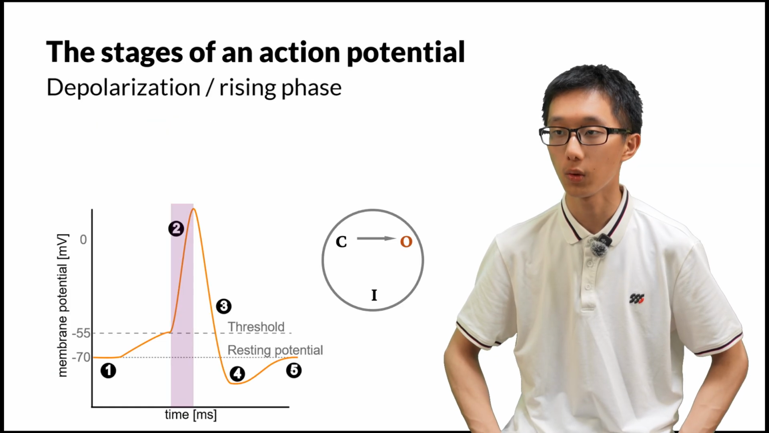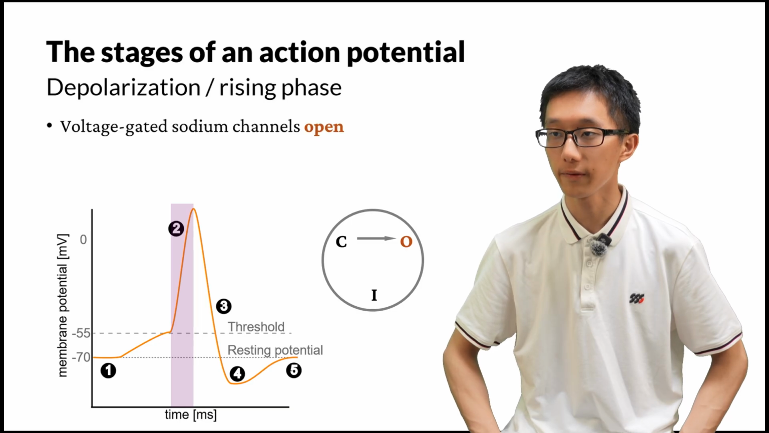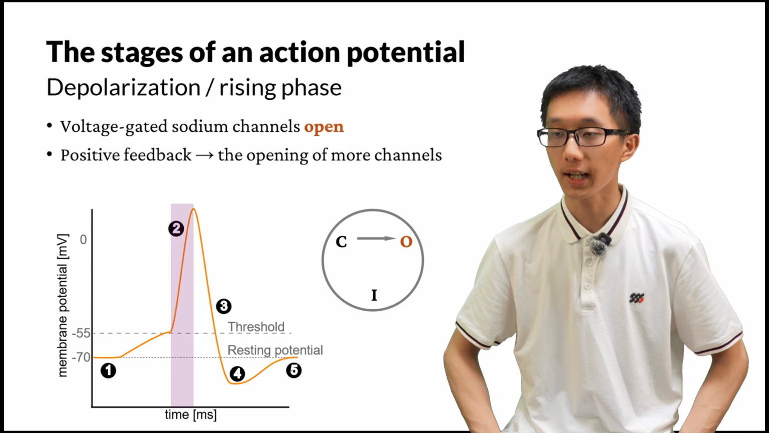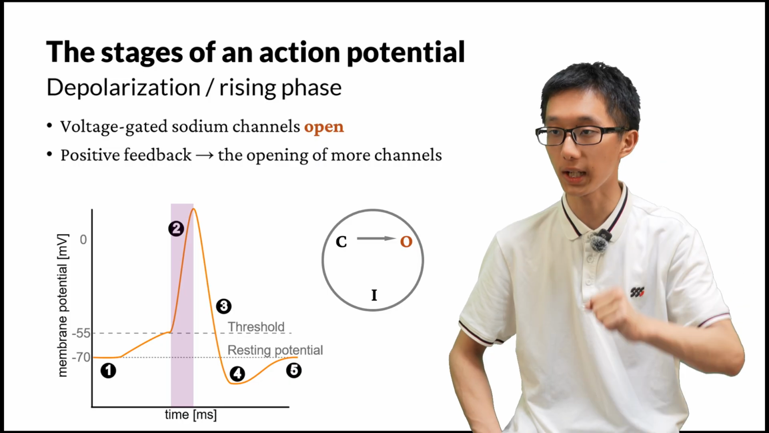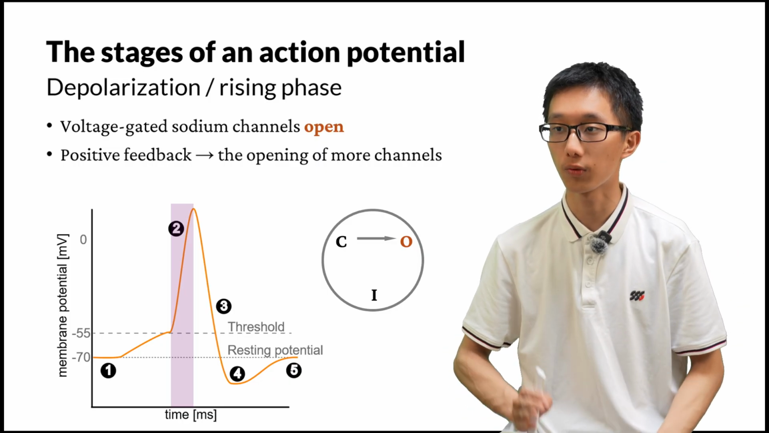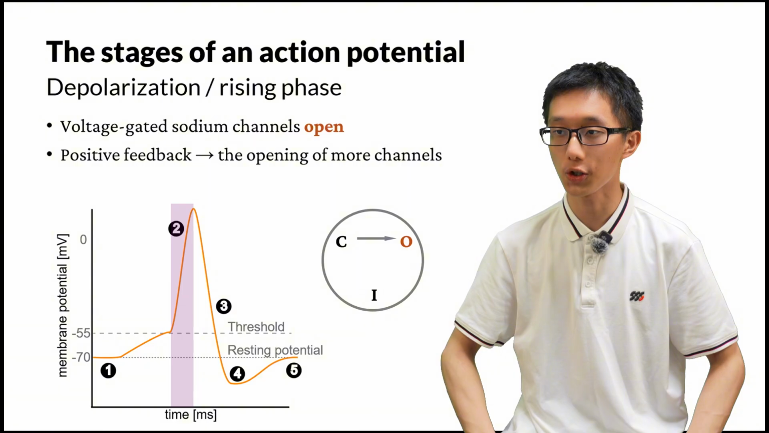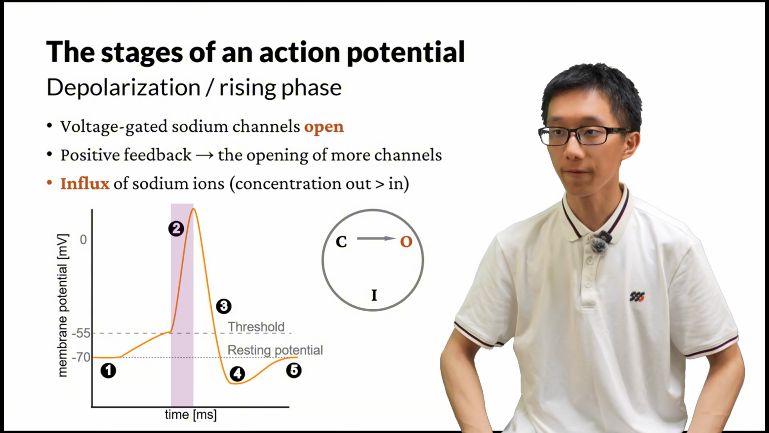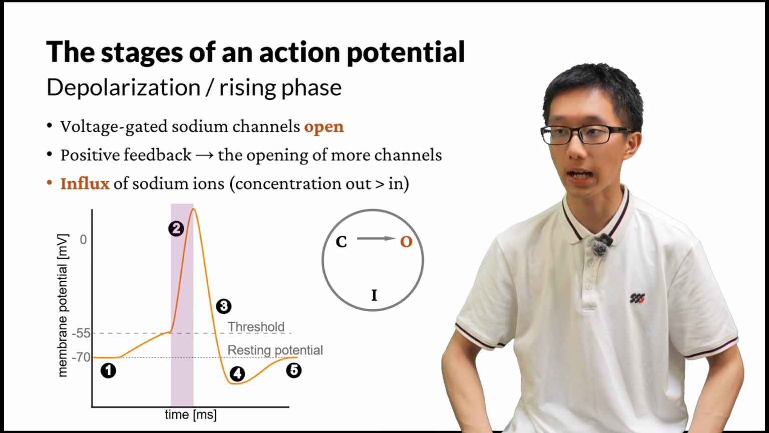After initiation, we have the depolarization, or by the shape of the curve, we also call it the rising phase. In this phase, the voltage-gated sodium channels stay open. There's actually a positive feedback in this process. As sodium ions flow into the cell, the membrane potential rises, and even more voltage-gated sodium channels open. The influx of the sodium ions is due to the concentration gradient. There is a higher concentration outside than inside, so sodium ions flow in.